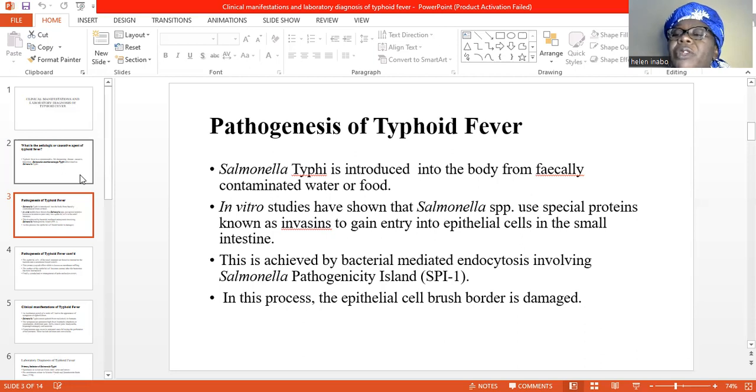Previous videos on phagocytosis will show how microorganisms are phagocytosed, and also another video on how pathogenic bacteria evade the human immune system will show how invasins help Salmonella to gain entry into epithelial cells. In this process, eventually the epithelial cell brush border is damaged.